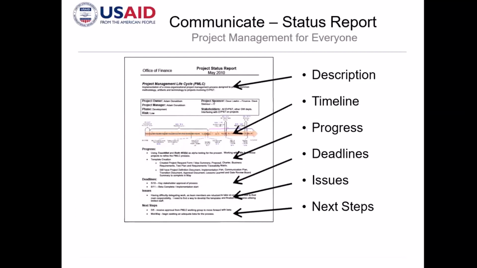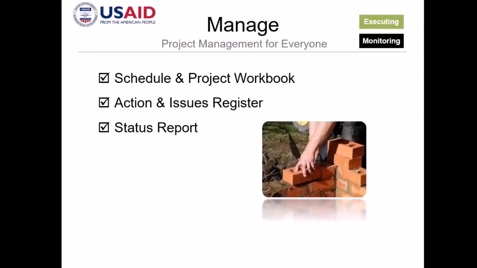So as you can see, this is a major undertaking of a project engineer or project manager, updating the stakeholders of your project. So during your execution, these are the things that you will have to produce: the action issues register, and of course, the status report.